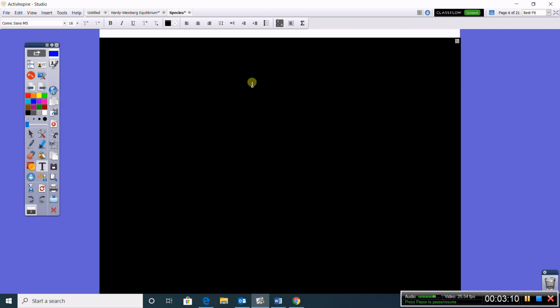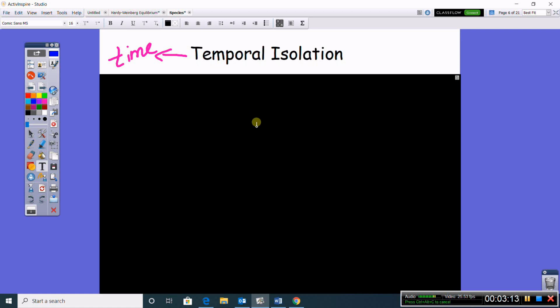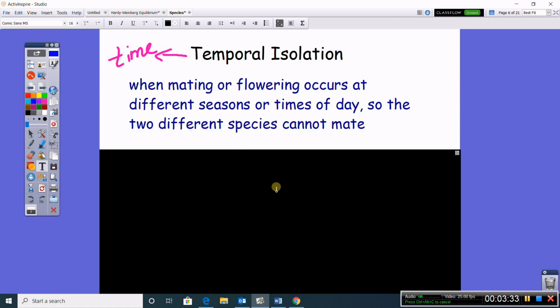The first one is temporal isolation. When you hear the term temporal, you want to think time. Temporal has to do with time. If you've ever heard that expression, I was in the wrong place at the wrong time, this is the wrong time component of that. What we're trying to do is isolate the two different closely related species in some way. Here we're isolating them based on time.